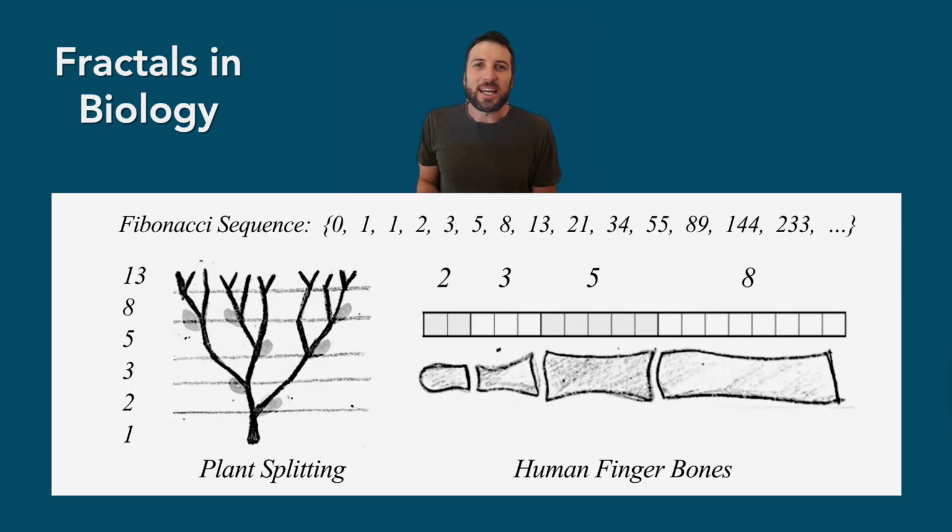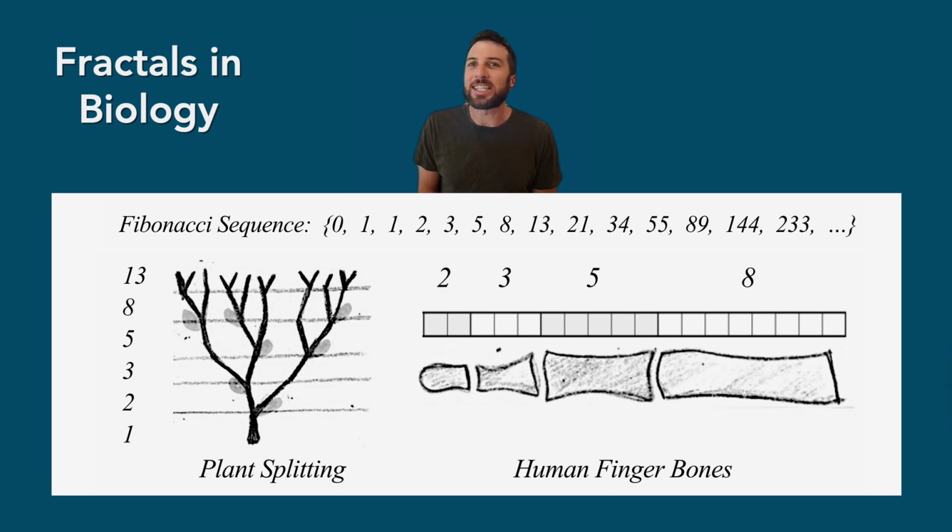Fractals can also be seen in plants and the ratios of different biological things. And the Fibonacci sequence is another interesting type of pattern related to fractals. As we talked about earlier, the Fibonacci sequence is created by summing the two previous numbers: 1 equals 0 plus 1, 2 equals 1 plus 1, 3 equals 1 plus 2, 5 equals 2 plus 3, and so on and so forth.